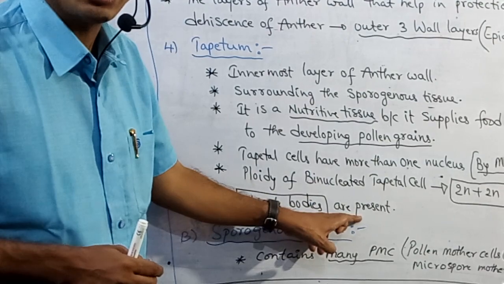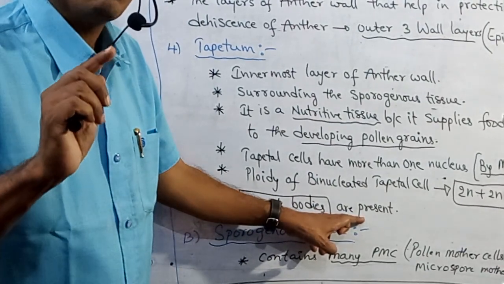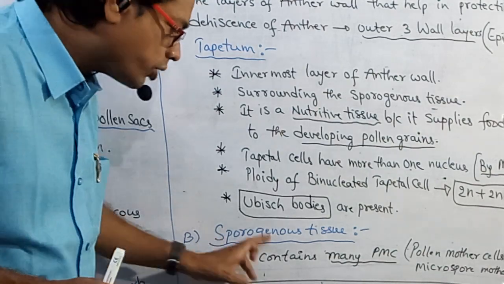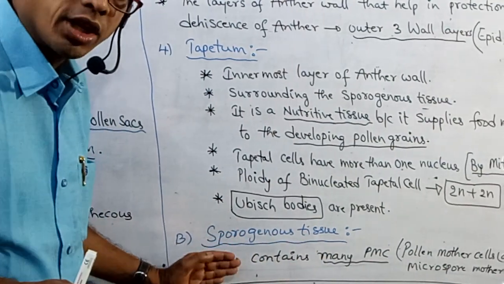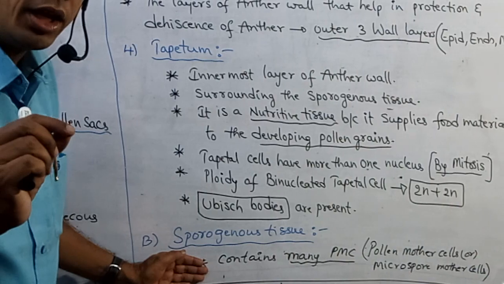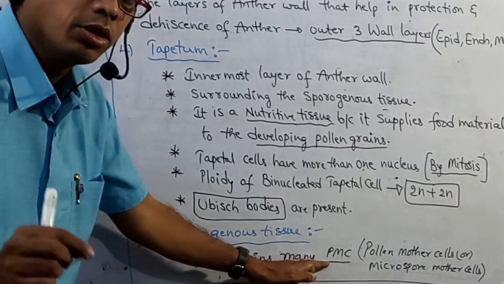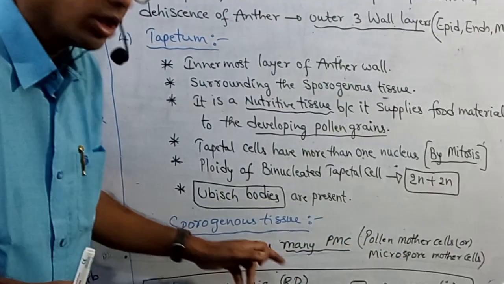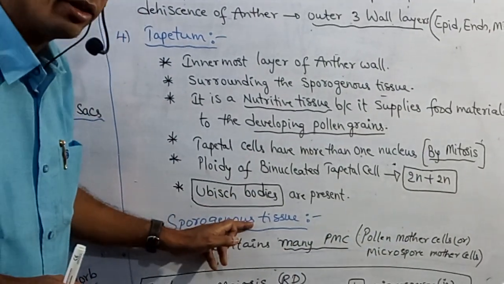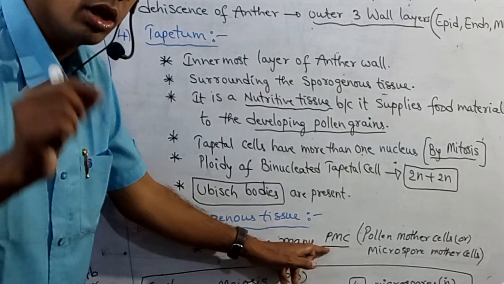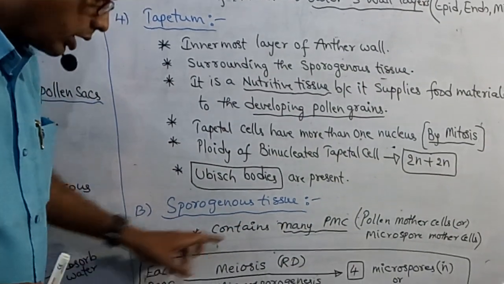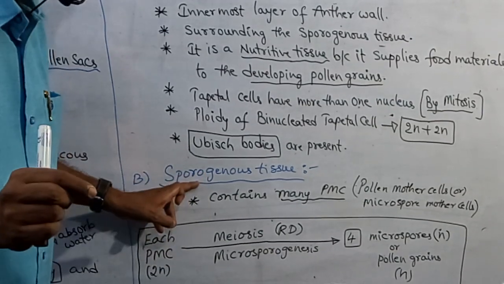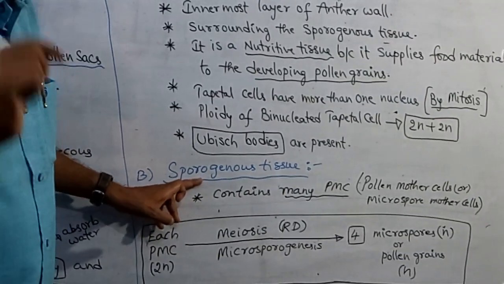Next, Ubisch bodies are present in which layer? That is tapetum. Next, sporogenous tissue. This sporogenous tissue contains many pollen mother cells. Pollen mother cells are also called microspore mother cells. Sporogenous tissue is diploid. Pollen mother cells are also diploid. Number of pollen mother cells in sporogenous tissue, many.